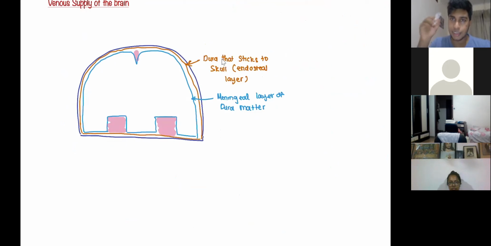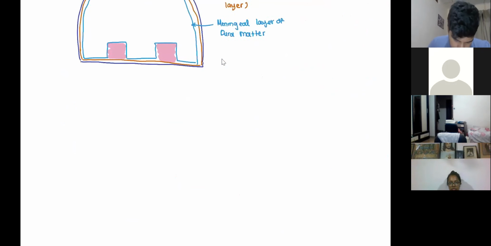It starts with the I, next letter is J, and the final letter is V. It's the internal jugular vein. The internal jugular vein is going to take out the blood.